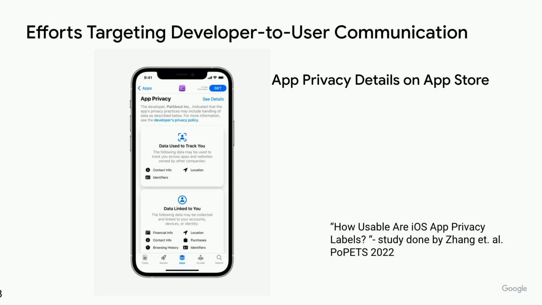The other thing this doesn't help with is that users often don't make the connection that if they see something they don't like, they should go into a separate part of their device where they could turn off sharing.